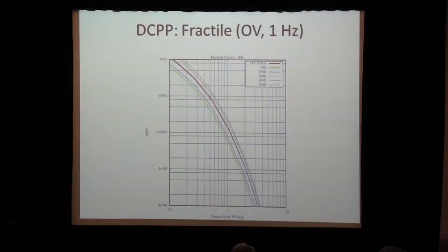Just to show a fractile distribution of the hazard curves, we've been talking about, and we will be talking about the mean hazard curve, but if we want to look at the fractile distribution of the hazard curve, this is for 1 Hertz spectral acceleration, again, the OV model, given 100% weight rather than the 3 combined. And what you can see is the red curve is the OV total, and you've got the 5th, the 15th, the 50th, 85th, and 95th. Again, this is normalized PSA across the bottom. This is 10 to the minus 4 in the middle here. And so you can see this is the type of range on the fractile hazard curves.